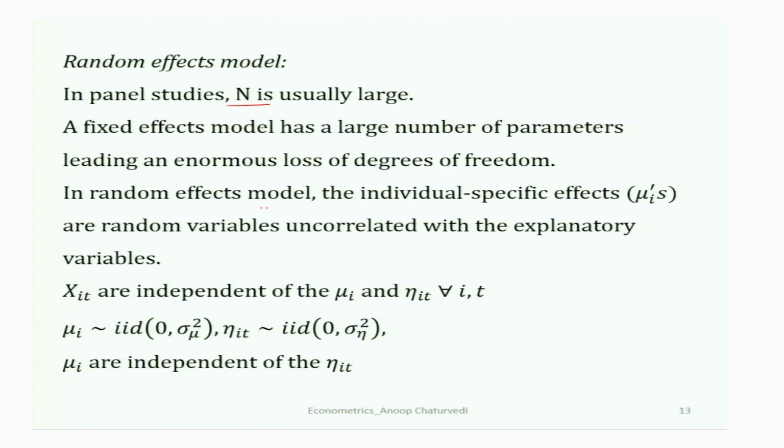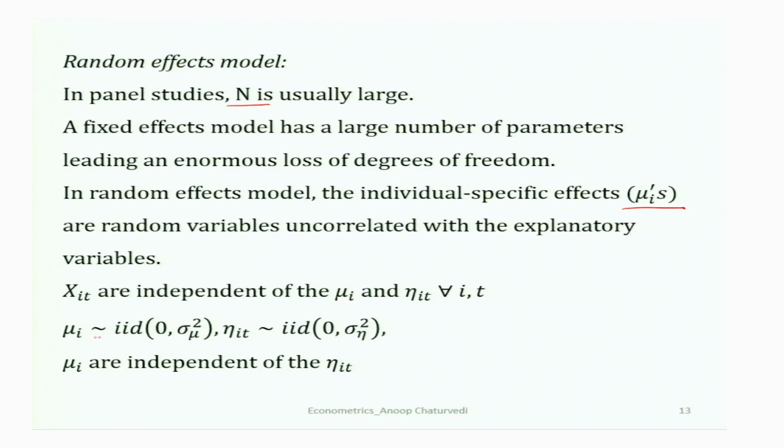Now, in the random effects model, the individual specific effects mu i's are taken as random variables, and we also assume that these mu i's are uncorrelated with the explanatory variables X_it's. So, in the random effects model we assume that X_it's are independent of mu i's and eta_it's for all i and t.